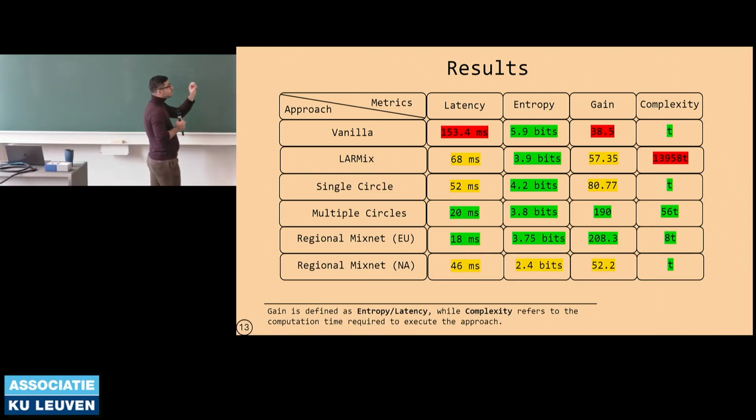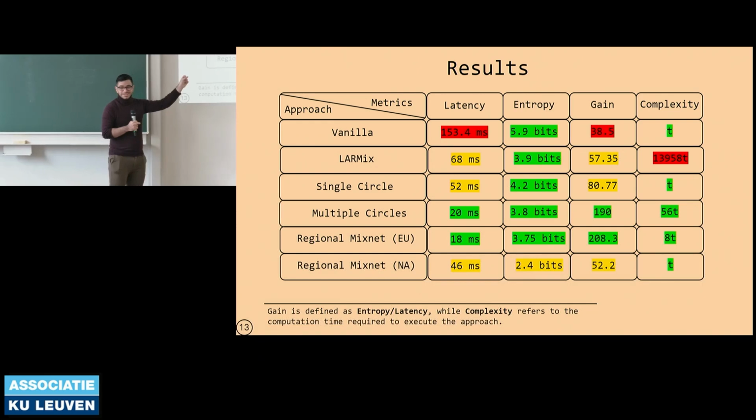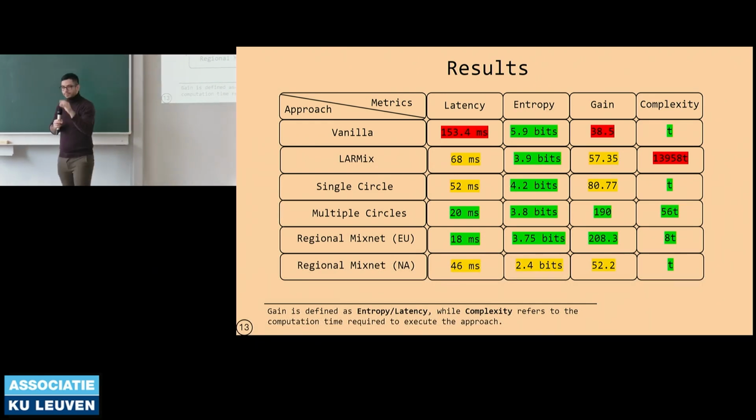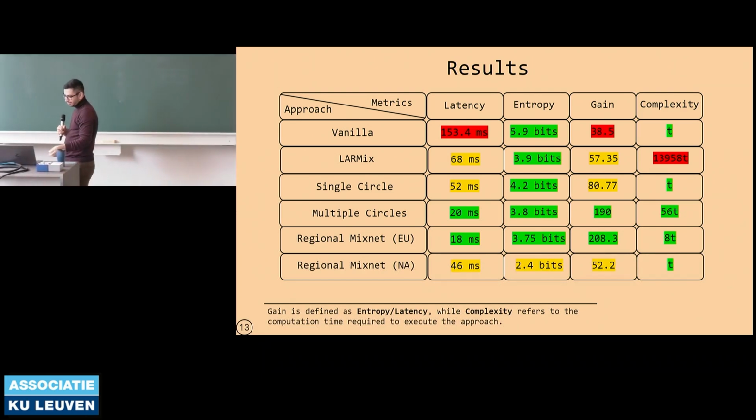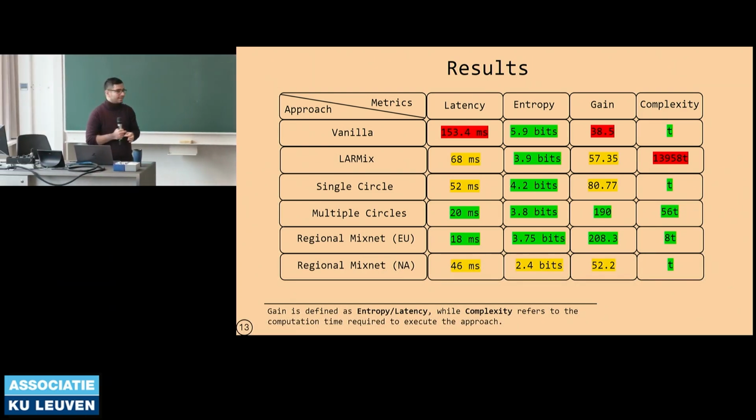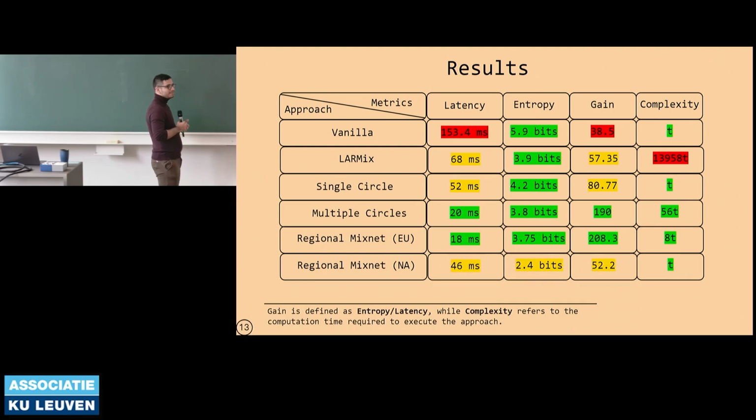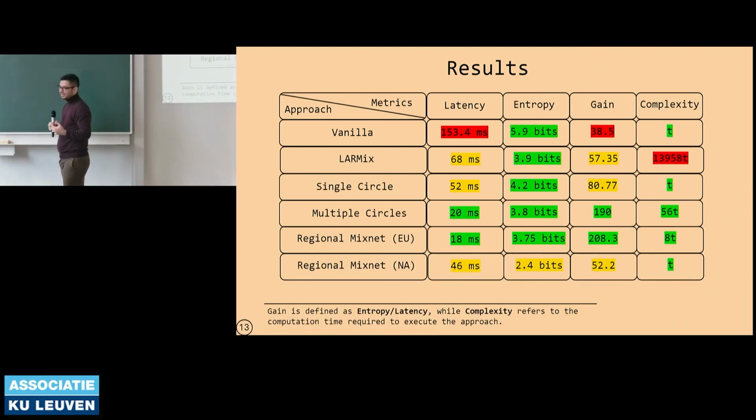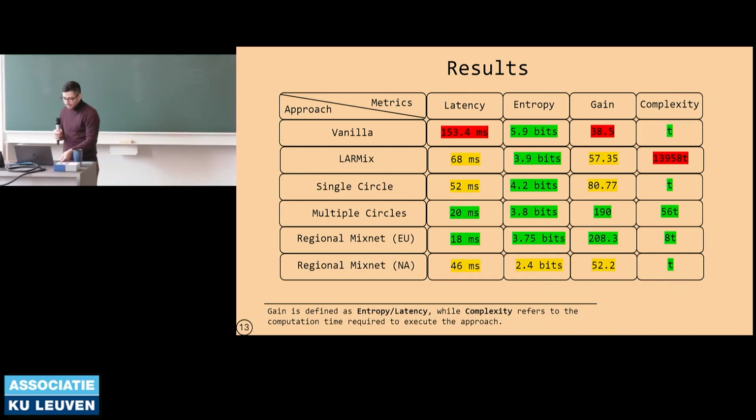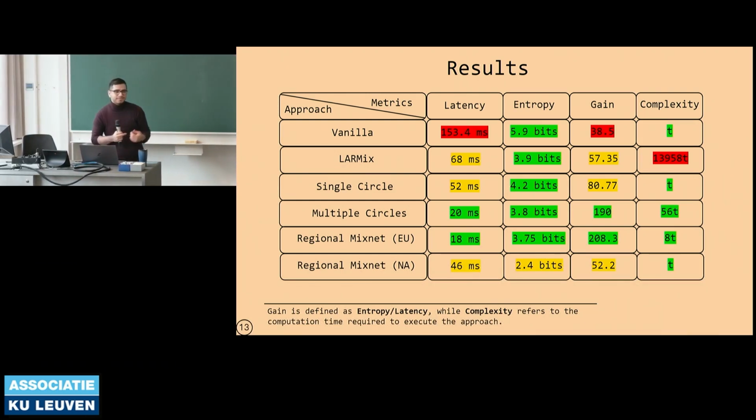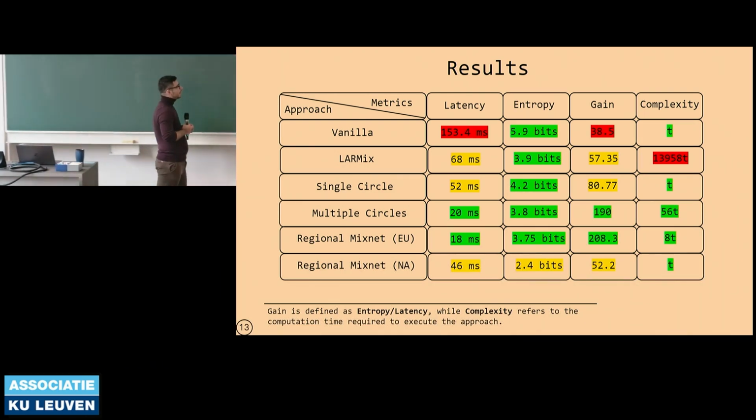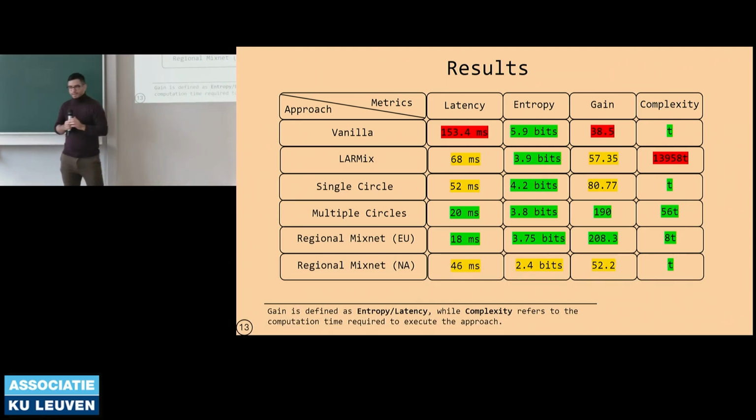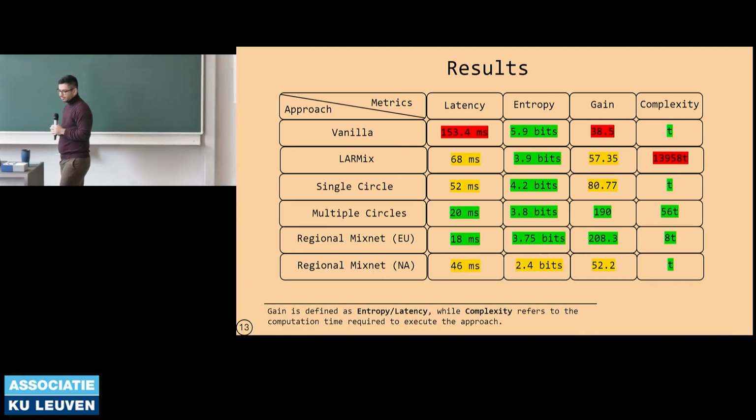However, the main downside of LARMix is the computation overhead, which in this case is almost 14,000 times worse than the vanilla setting. And it can even be higher when you increase the number of nodes in the network, which is a bit problematic. So how can you implement such a model in a real network? It can be really problematic. So then we also considered the LAMP proposal and the approach that we provided.